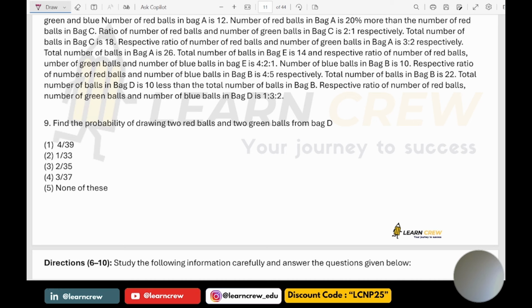In bag D you have 12 balls in total, so drawing 4 balls, two red balls and two green balls. So 2C2 into 6C2 divided by 12C4. It is nothing but 1 into 15 by 495. So it is 1 by 33. So the answer is 1 by 33.